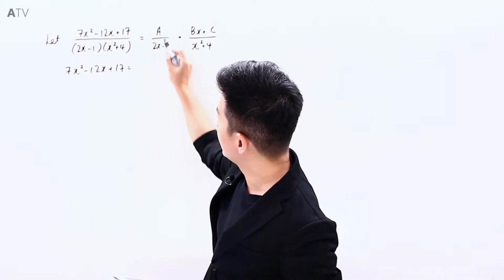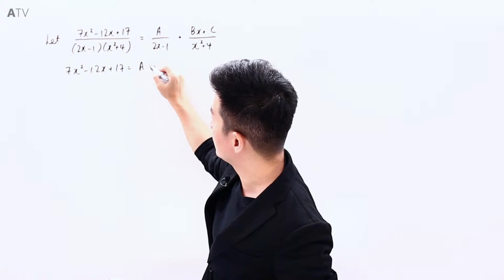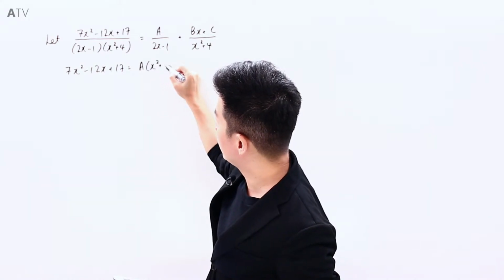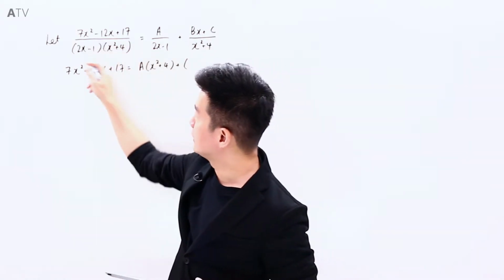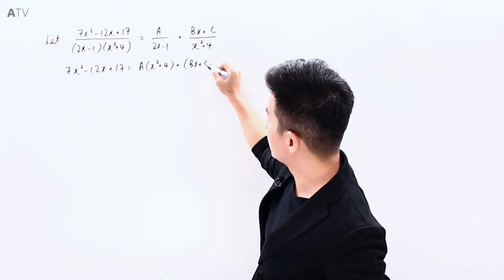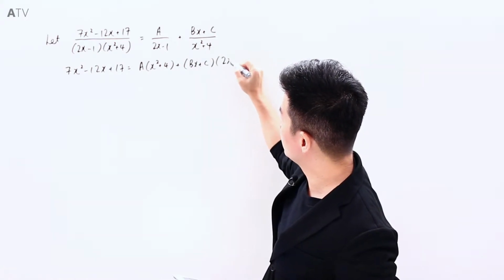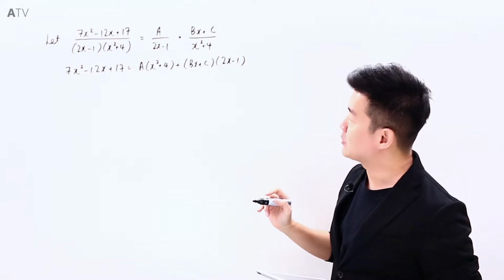On the left hand side, we have 7x squared minus 12x plus 17. And on the right hand side, I'll multiply this by this entire expression here, which will leave me with A multiplied by x squared plus 4. Similarly, multiplying this by the entirety of the denominator here, we will have Bx plus C multiplied by 2x minus 1. And the first thing that I'm going to do is to let x be equal to half.